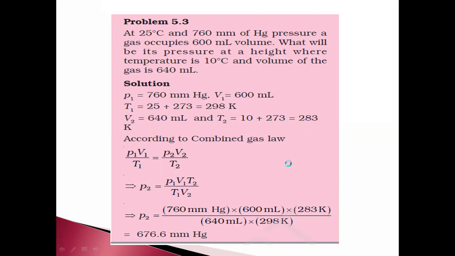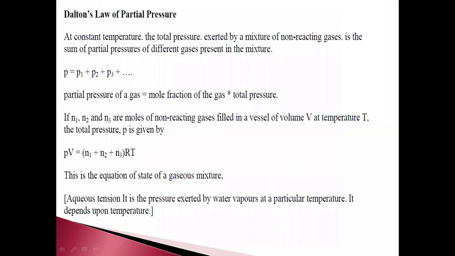All right, so the last one is Dalton's law of partial pressure. At constant temperature, the total pressure exerted by a mixture of non-reacting gases is the sum of the partial pressures of the different gases in the mixture. So P equals P1 plus P2 plus P3, and it goes on, right?